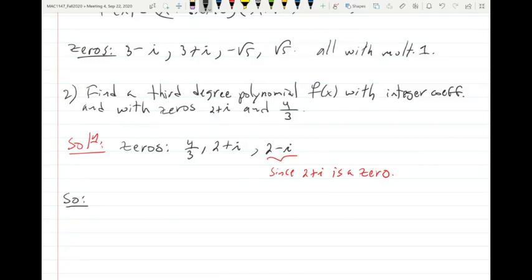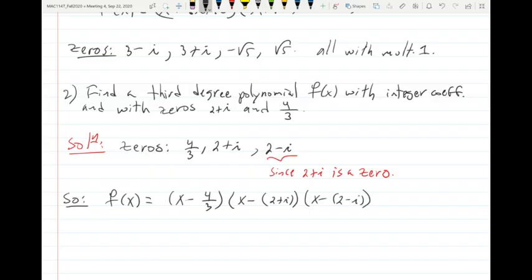All right, I will assume that you are okay. So if you have your 3 zeros, then we can write down our polynomial. So far, our polynomial may look like this. A polynomial could be just x minus 4 over 3 times x minus 2 plus i times x minus 2 minus i.